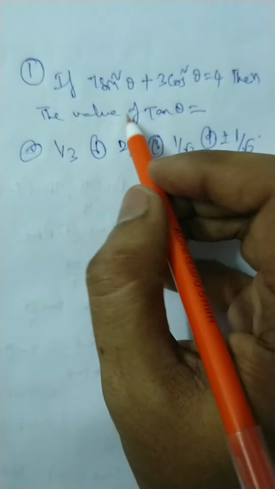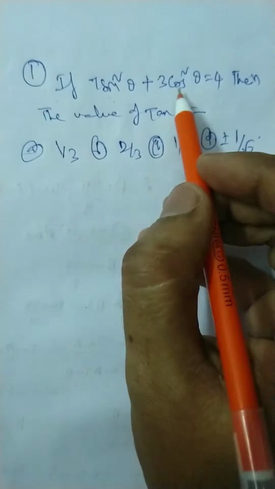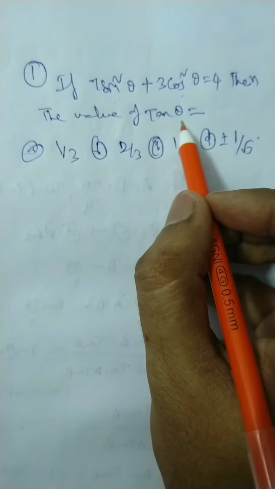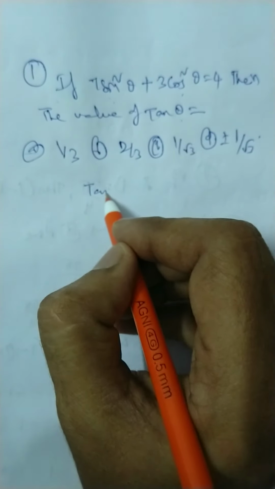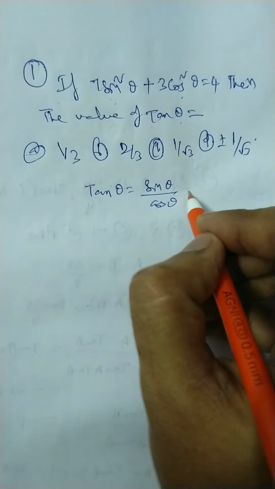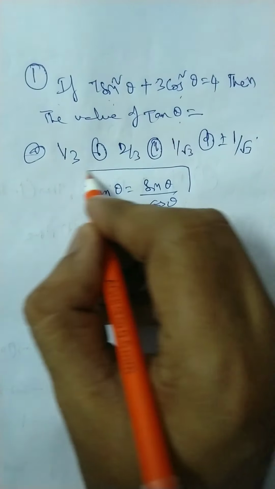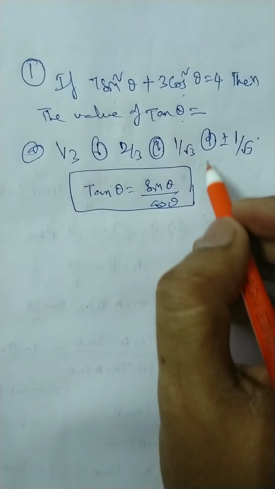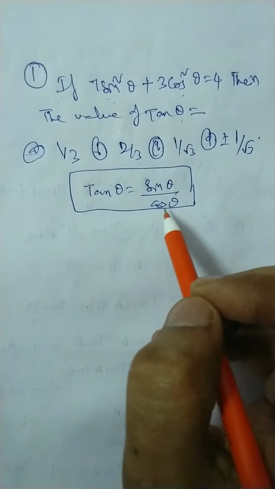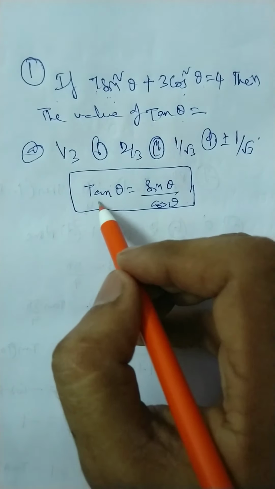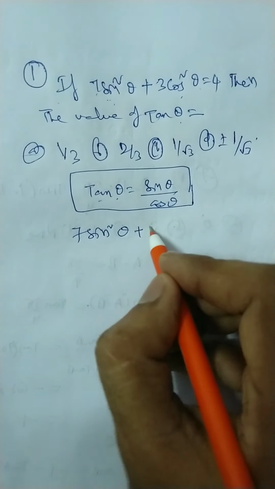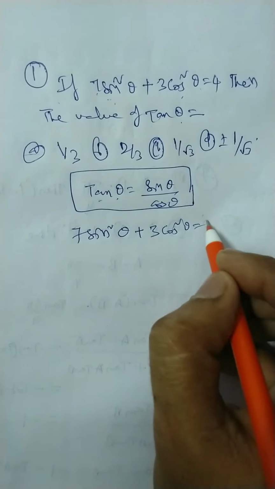So here we have been given a relation in terms of sin and cos, and we are supposed to find the tan theta value. We know that tan theta can be written as sin theta by cos theta. So making use of this relation, we want to get the term sin theta by cos theta in this equation to get the value of tan theta. Our given equation is 7 sin square theta plus 3 cos square theta equals 4.